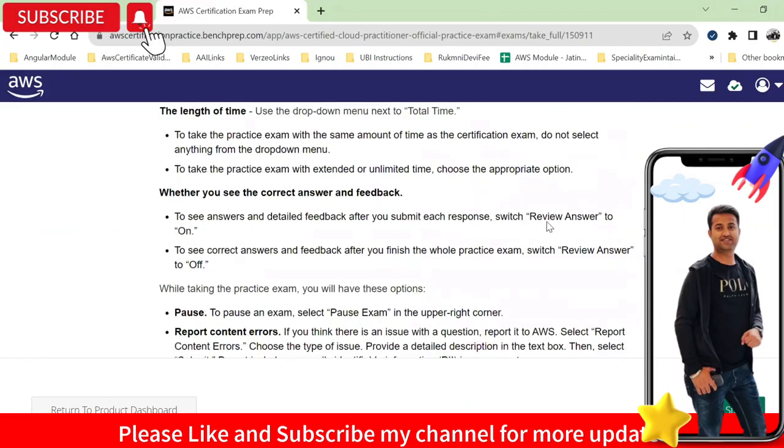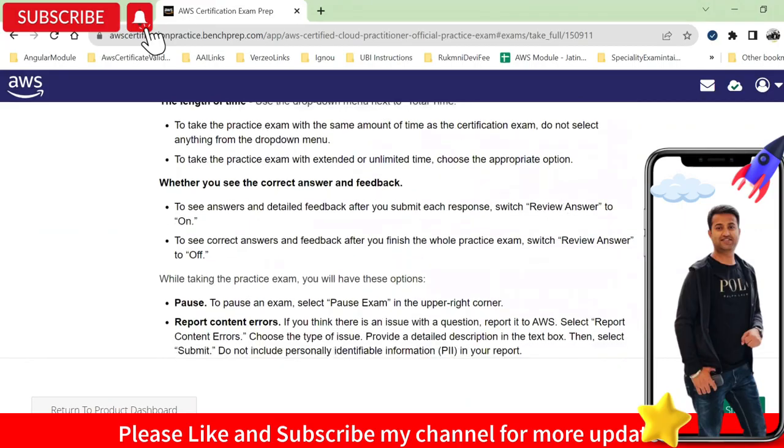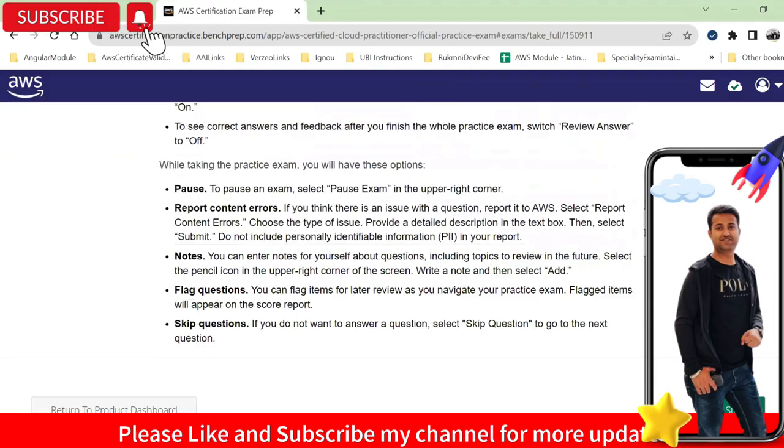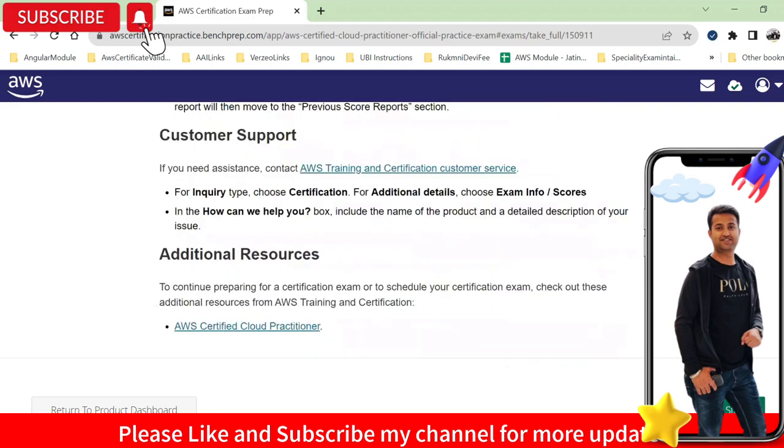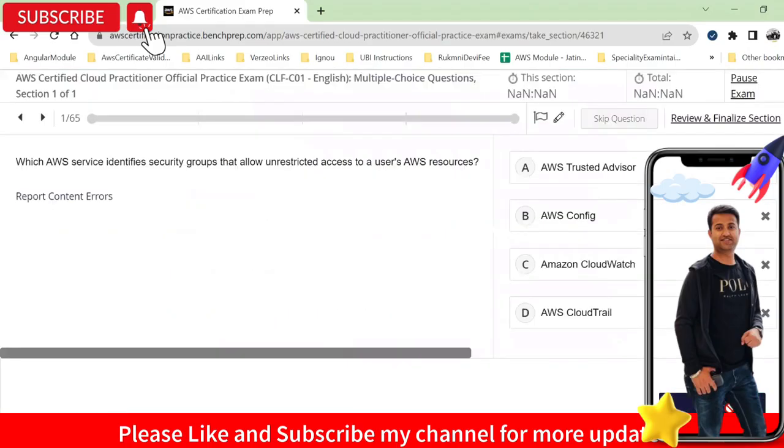So for that, I have already switched on the review option. As it is a practice test, there would not be any such option available in the real examination. It is a practice one. That's why they have given the option for a review. So I'm starting the test now. And this is the first question which appears in front of me.